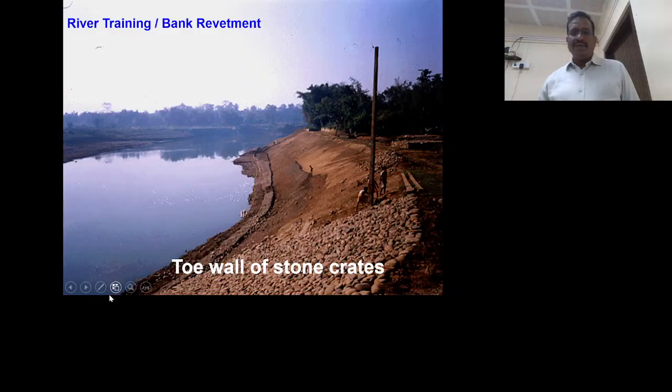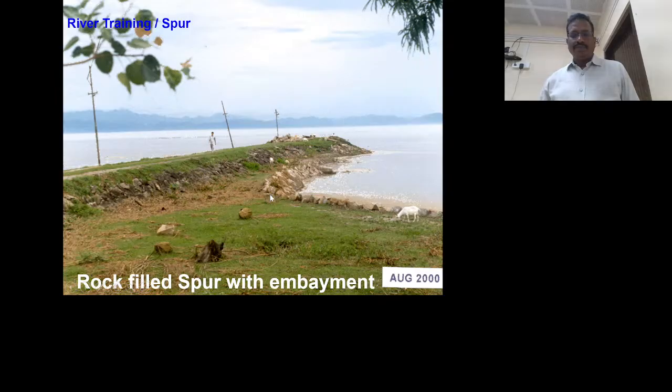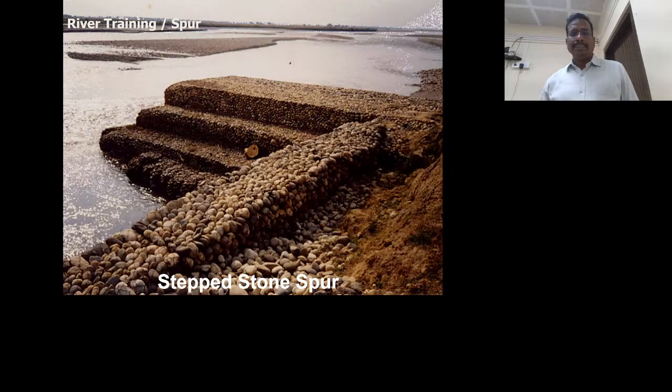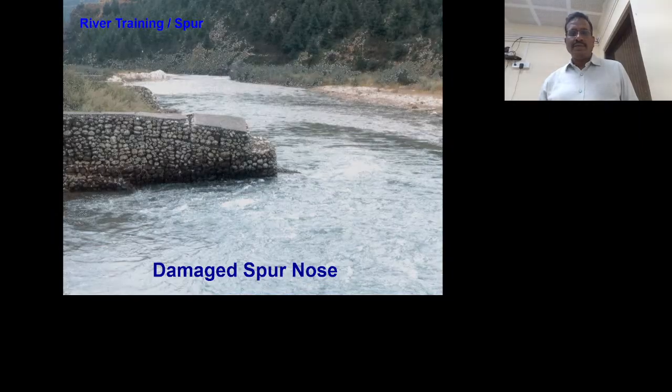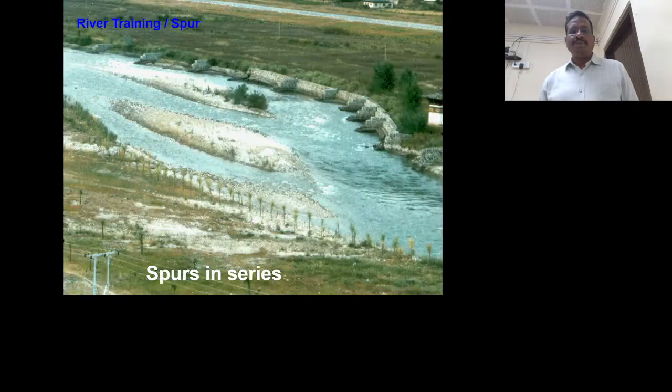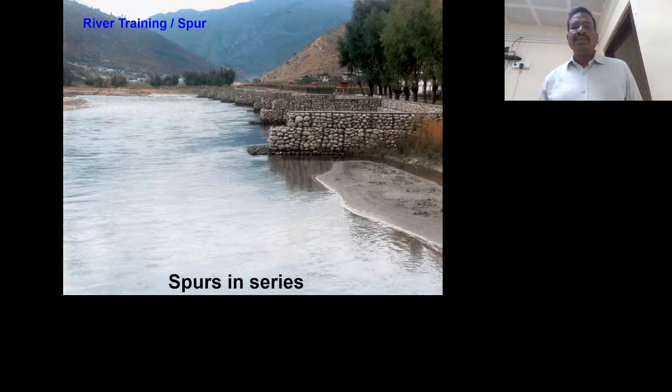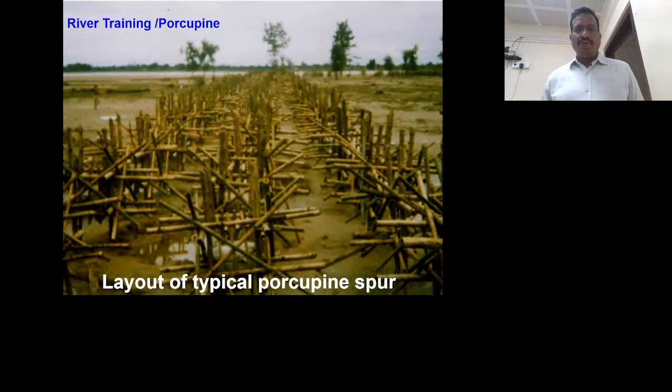Toe wall protection, you can see here, this is the toe wall protection. Rock spur with embayment. Stepped stone spur, this is gabion stones only. This is also a damaged spur, and this is also a damaged spur. A series of spurs. These are also a series of spurs given in some hilly rivers, bamboo porcupines.